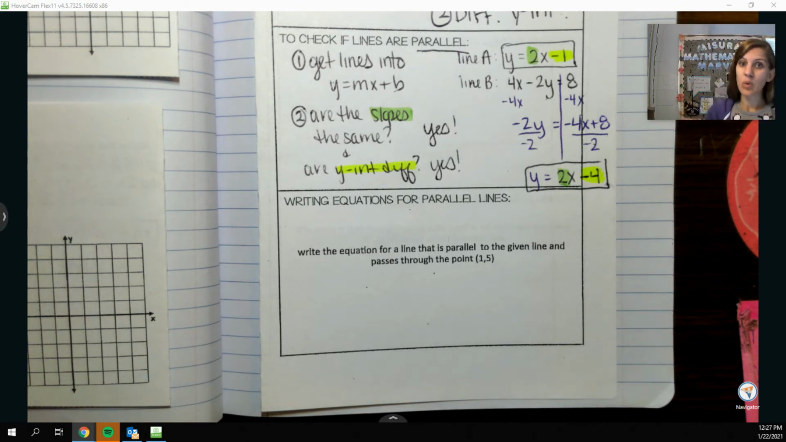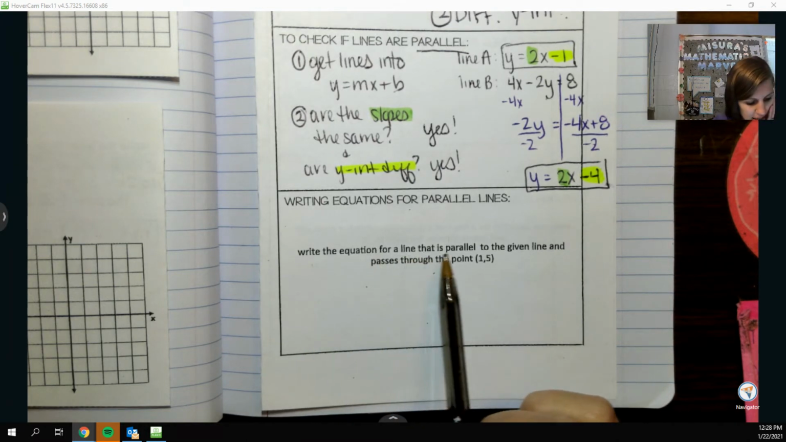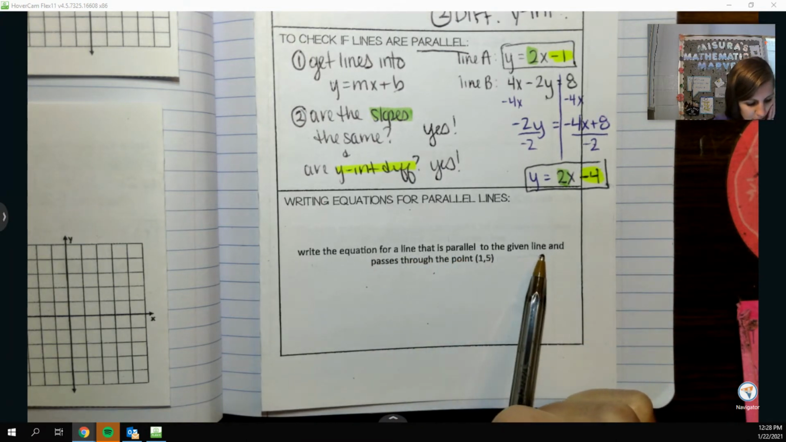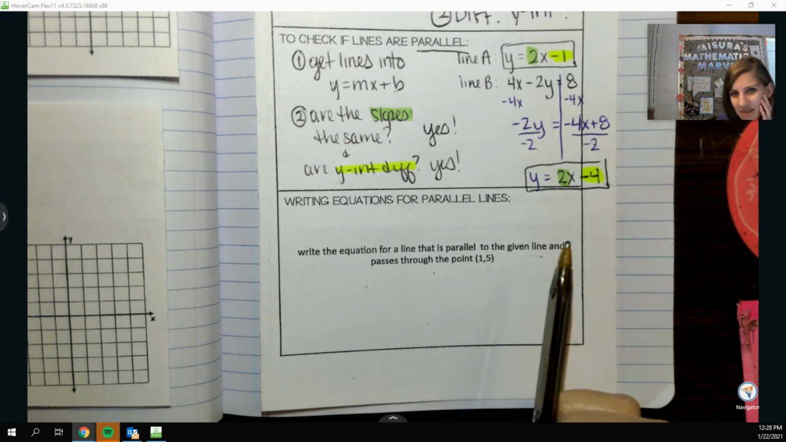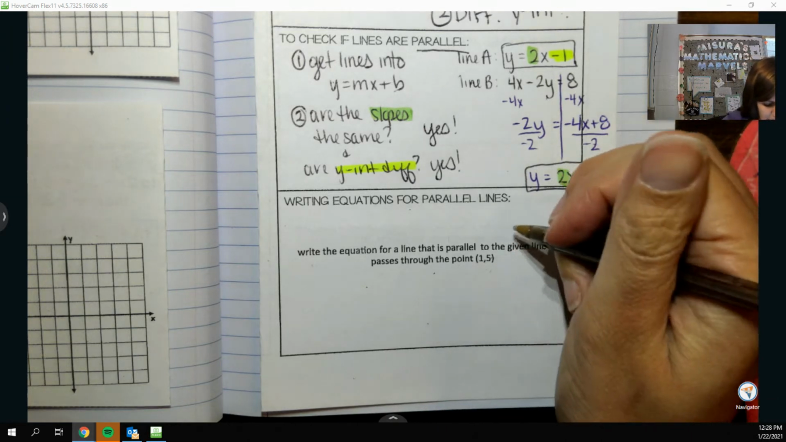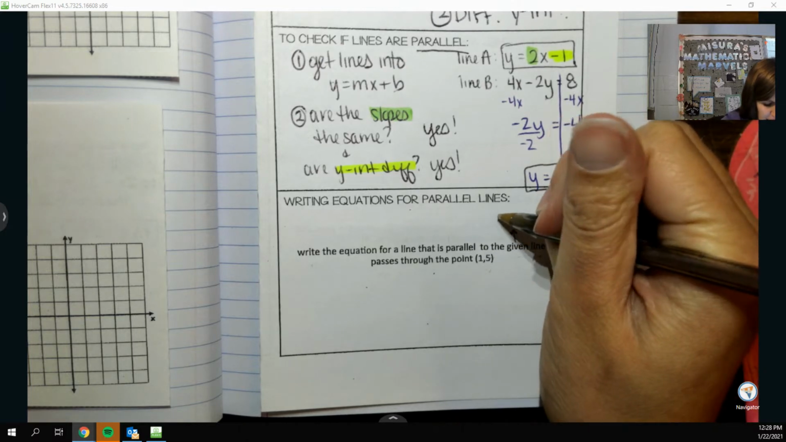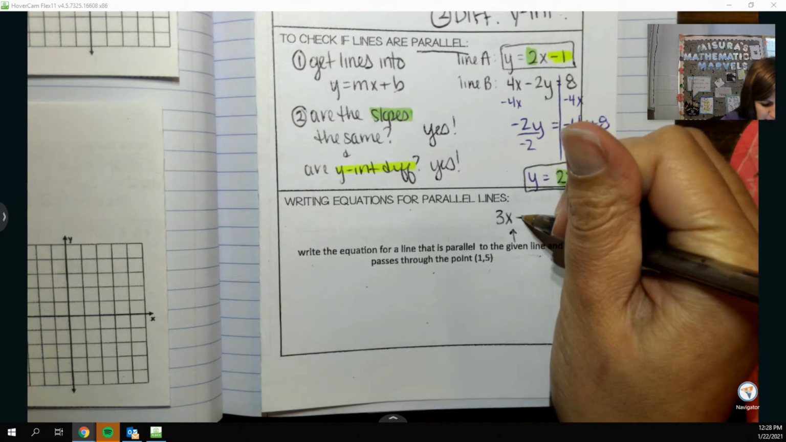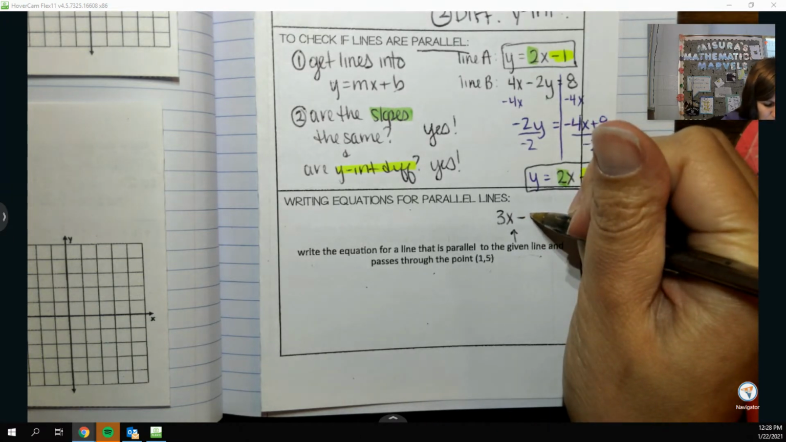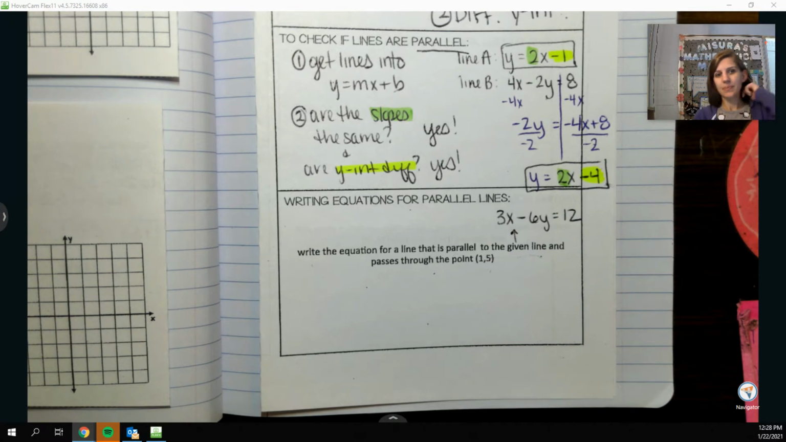Okay. Another thing that we can do with parallel lines is write an equation of a line that will be parallel to one that we already know. So for instance, write the equation of a line that is parallel to the given line and passes through the point (1, 5). So they have to actually give you a line to go with. So let's say, for instance, they tell me the given line is 3x minus 6y equals 12.